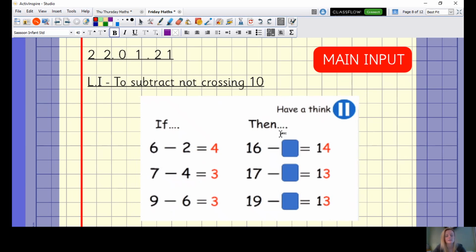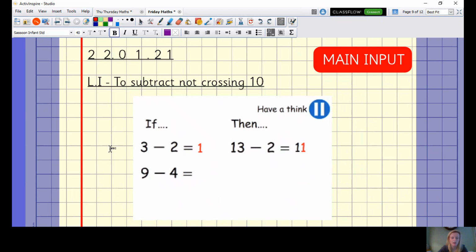Okay, so it's 16 minus 2 equals 14. 17 minus 4 equals 13. And 19 minus 6 equals 13. Because I can relate it to this question. It would be the same if I had 29 minus 6 equals 23. Okay, because we can ignore the 10s and then put the 10s back in there. Okay, do you see that? The ones are all the same. Right.